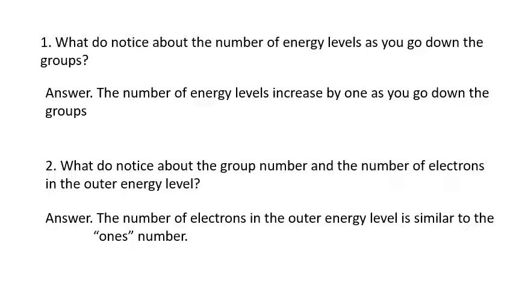If you look at 14, 4 is in the ones column, there's going to be 4 electrons in the outer energy level. For group 15, there's 5. For group 16, there's 6. For group 17, there's 7. And for group 18, there's 8.